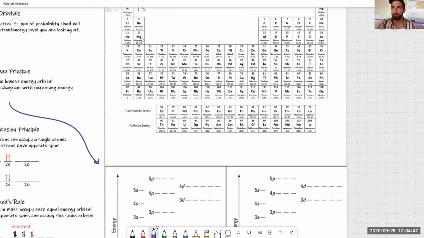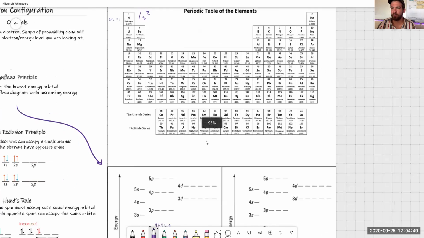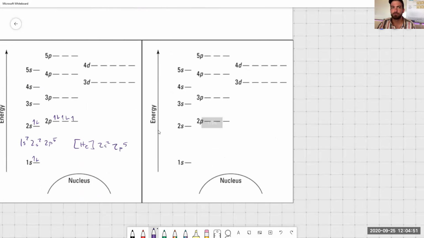Let's do magnesium, okay? Element 12. Magnesium is element 12, so I know I'm gonna have 12 electrons to contribute. I can go the long way, which is just going 1, 2, 3, 4, 5, 6, 7, 8, 9, 10, 11, 12. Perfect. Aufbau diagram is complete. If I write this out, this is 1s2, 2s2, 2p6, 3s2. That is the electron configuration for magnesium.